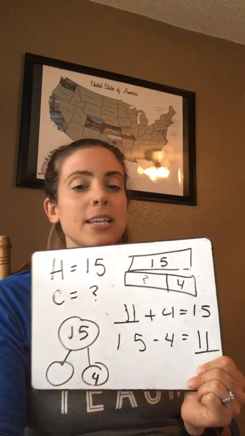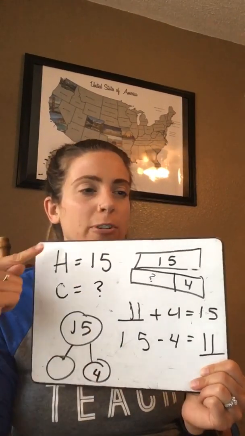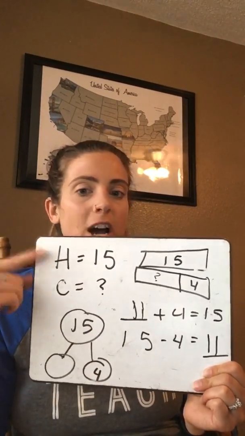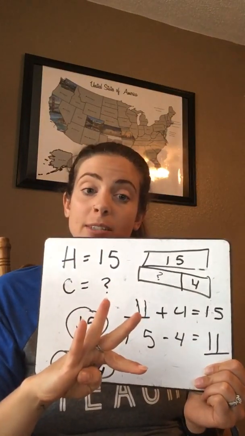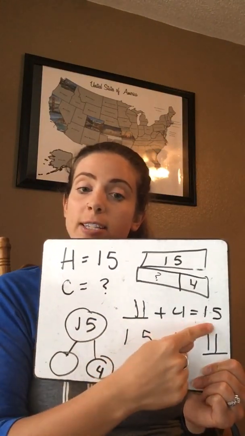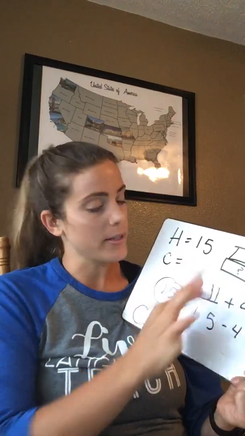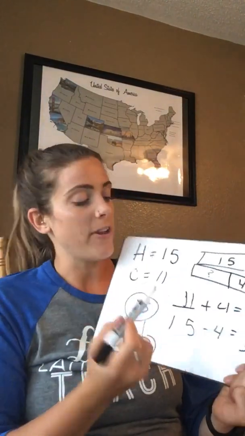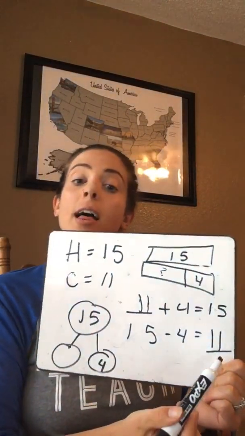Let's check and make sure it makes sense in the story problem. Hudson hopped for 15 times in a row. Chris hopped 4 less times. So 11 plus 4 is 15. So 11 works. 4 less times. So 15 minus 4 would be 11.